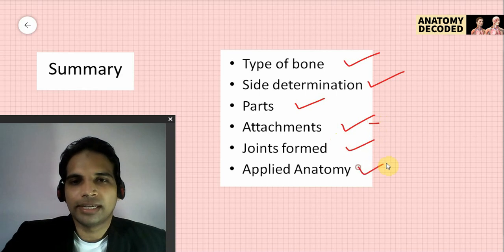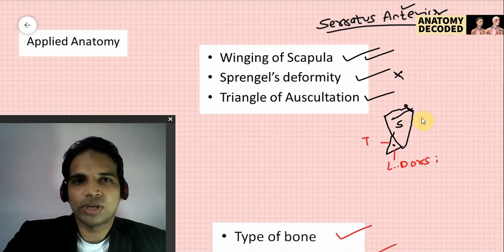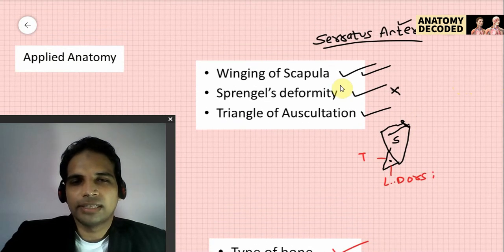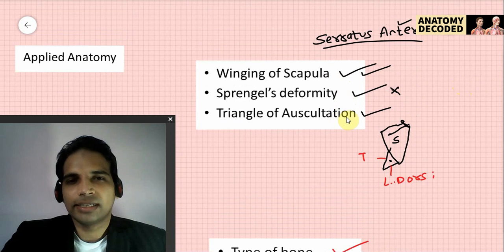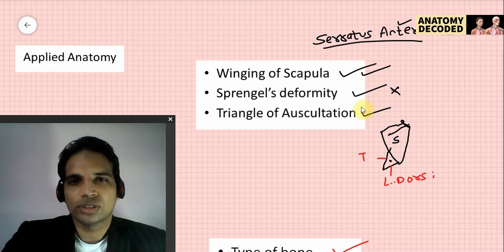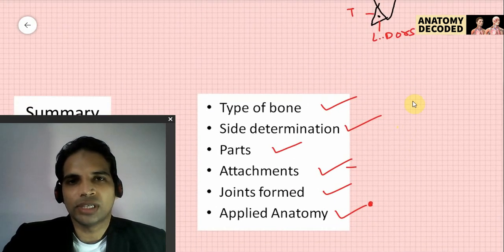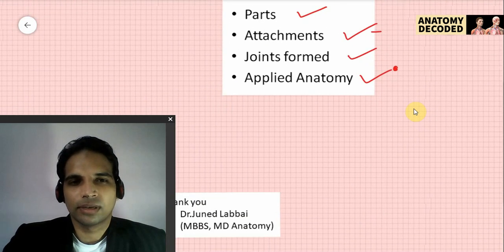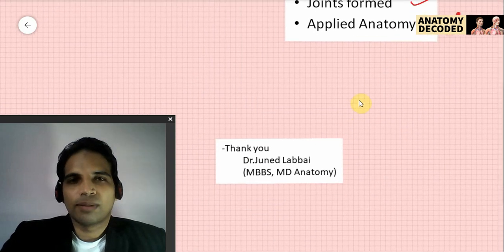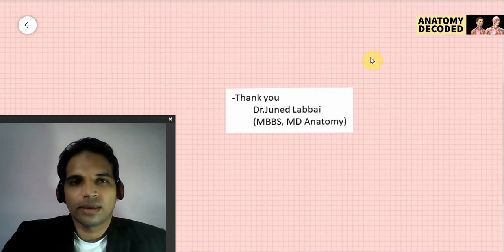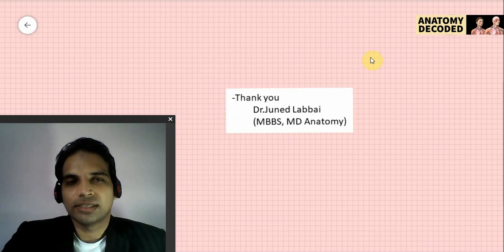Then in applied anatomy, we covered 3 things. One was the winging of the scapula, then Sprengel's deformity, and the triangle of auscultation. These 3 things we covered in the applied anatomy related to the scapula. So this was all about the scapula. In the subsequent session, I'll be covering the bone which is the humerus.